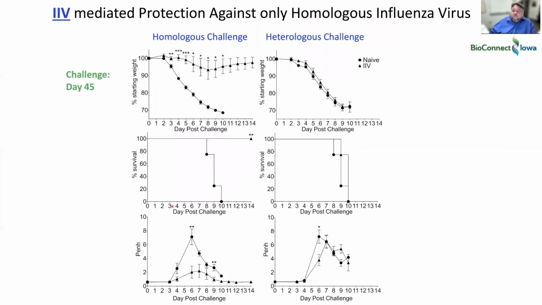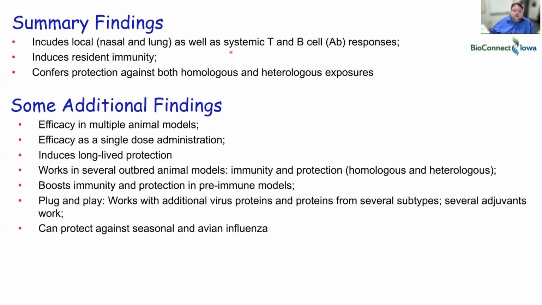Now, you don't see this same type of heterologous protection with an IAV vaccination. You do, as expected, get protection against homologous challenges, but you don't see this type of protection against heterologous challenges with the flu shot. So what I've had time to show you today is that we can drive really nice, robust local responses, nasal and lung, as well as systemic T cell and B cell responses for the Nanovax. We can induce resident memory responses that should increase the levels of protection, and we can confer protection in both homologous as well as heterologous exposures.